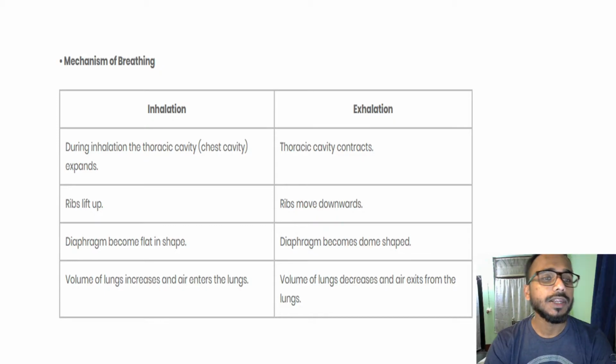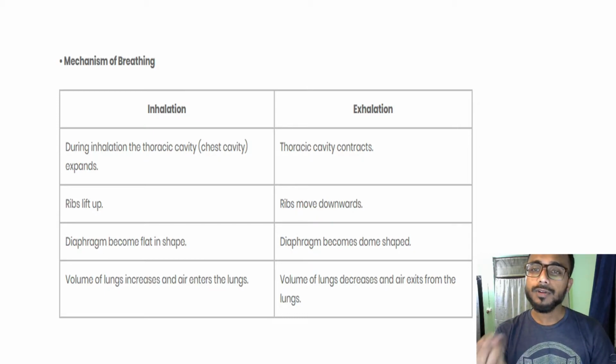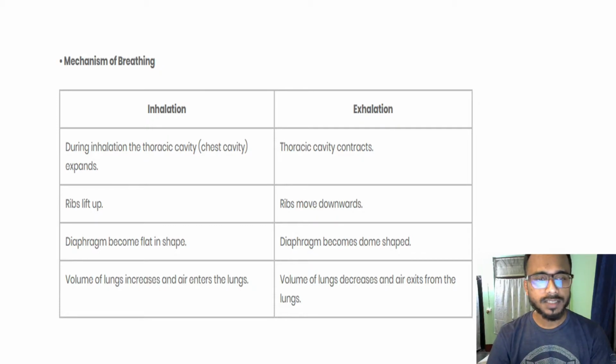Okay, during inhalation, the thoracic cavity, that is our chest cavity, expands. See, when I breathe in, our chest expands. During exhalation, our chest contracts, that is, our chest goes inside. Similarly, during inhalation, our ribs that protect our lungs lift up, that is, they move outwards. In exhalation, they move downwards, that is, inwards.